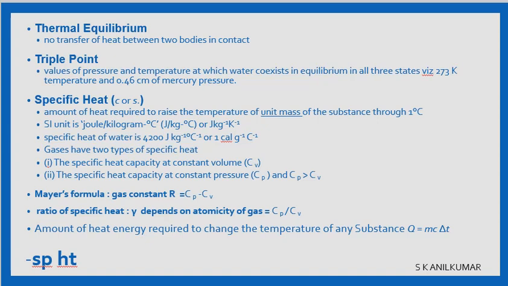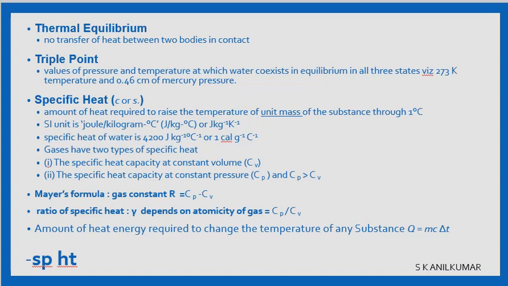The specific heat capacity at constant pressure of a given gas minus the specific heat capacity at constant volume is the gas constant R. What is the ratio of the specific heats? The ratio of the specific heats is represented by gamma. It depends on the atomicity of the gas. What is atomicity? Number of atoms. It is Cp by Cv. What is Cp? Specific heat at constant pressure.